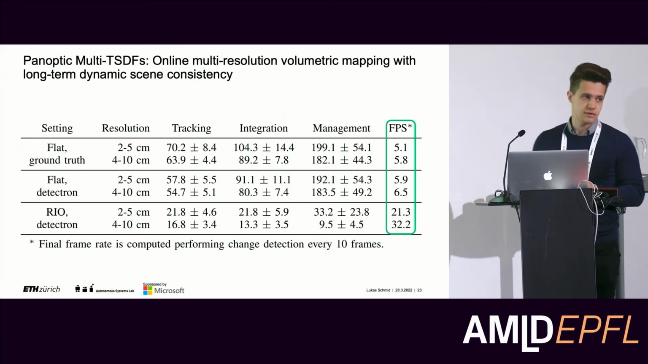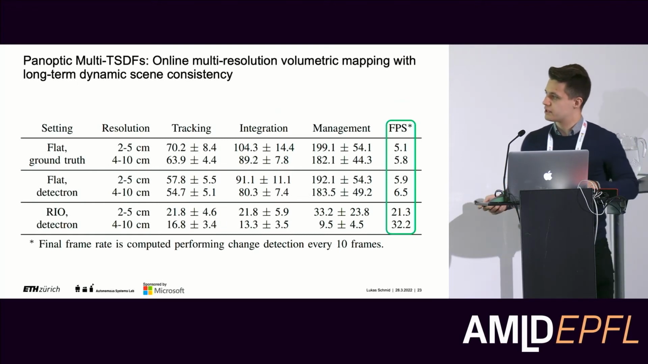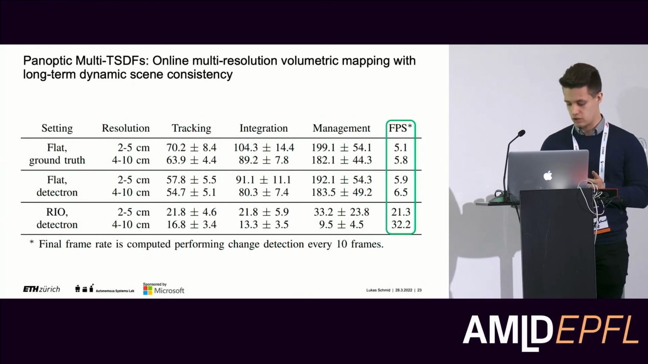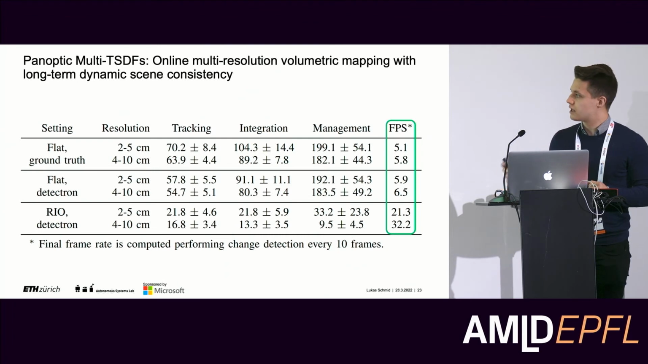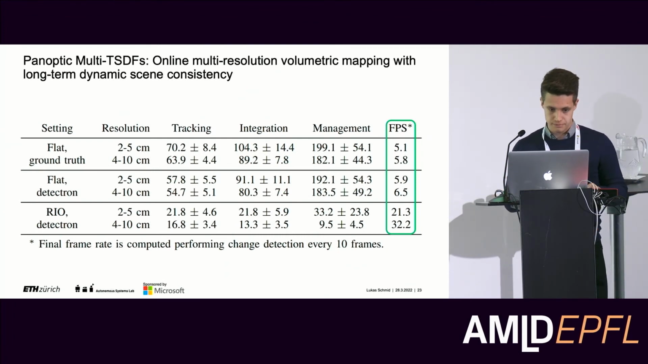Lastly, you can engineer this quite nicely in a hierarchical way with a bit of parallelization. It turns out you can run this at reasonable frame rates. In particular, this is on real data. There's a somewhat smaller camera resolution, and with the real segmentation, you don't see as many objects that you capture. But you can run it at up to 30 hertz while doing all the online change detection.